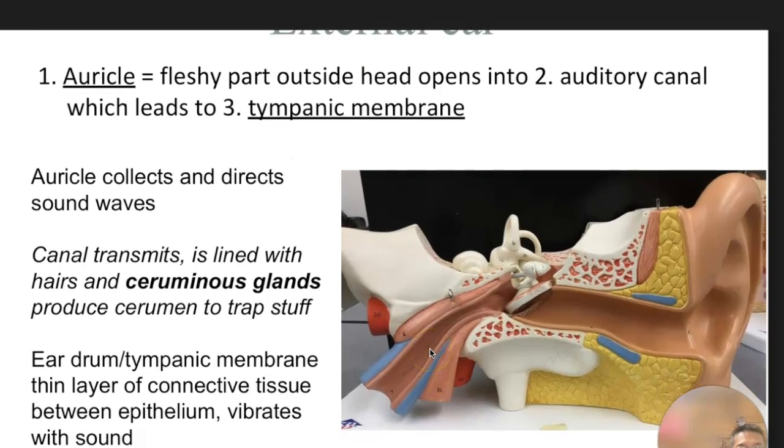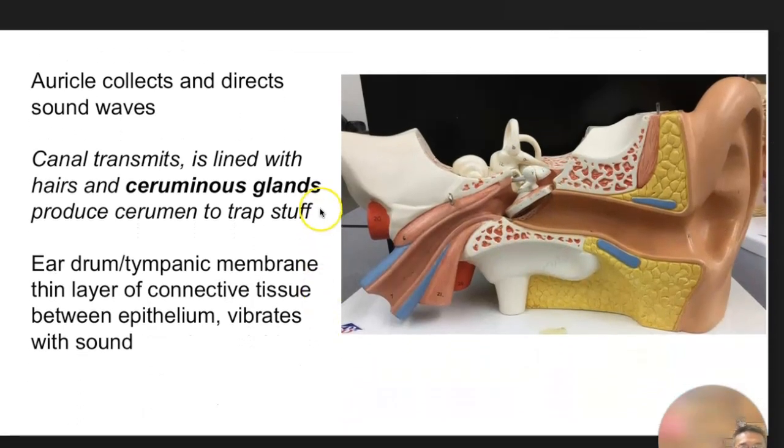So let's look at the outside ear again, the external part. Outside is the auricle, the fleshy part, and the auditory canal, and then you have the tympanic membrane, which is your eardrum. The auricle collects the sound and directs the sound wave in, and you have hair in there, and you have the ceruminous glands, which produce the cerumen, which is your earwax. It's to trap stuff. The eardrum, or tympanic membrane, is a layer of connective tissue. When sound goes in, it vibrates.